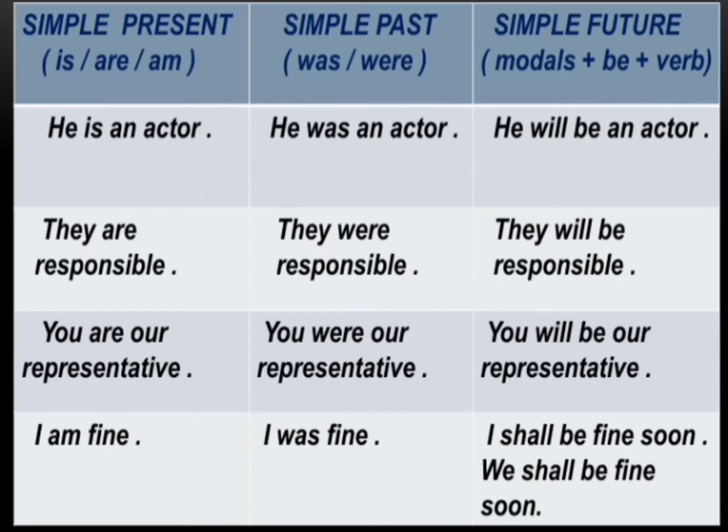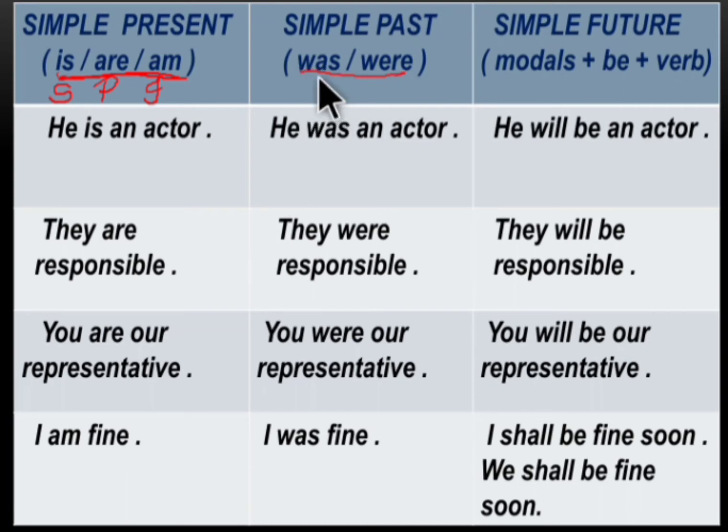Now let's see the structure of the simple present tense, simple past tense and simple future tense when the verb denotes the state of being. That is when we use the be form of verbs. In the simple present, the be forms of verbs are is, am and are. Is is used with singular nouns, are is used with plural nouns, and am is used with I. In the past tense, we use the be form of verbs was and were.